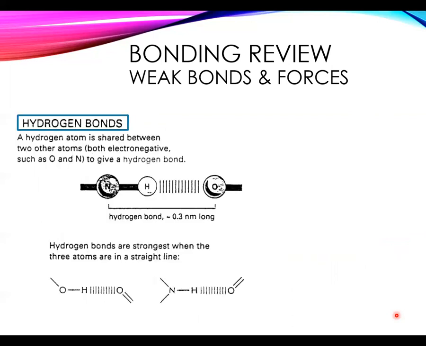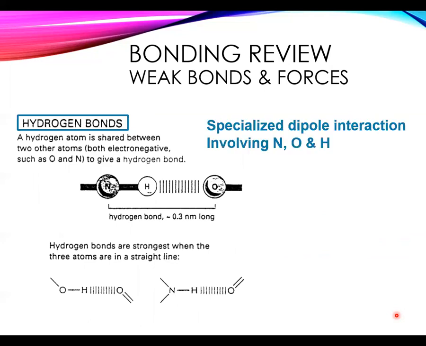Next one we want to touch on is a hydrogen bond. And a hydrogen bond is really a specialized dipole interaction that involves an N and an O and an H. It can also involve a fluorine as the electronegative atom, but we really just don't see those in the biochemical systems. But technically, fluorine can be a player as well.